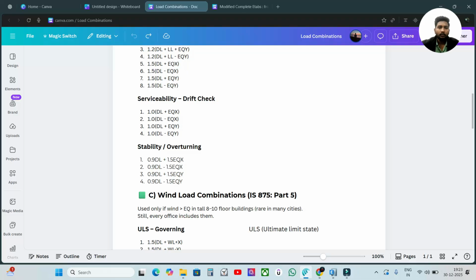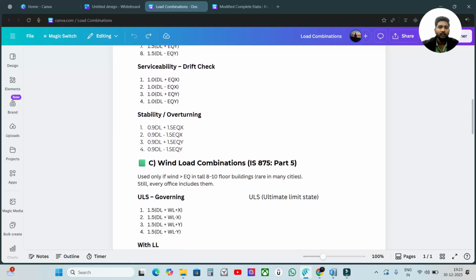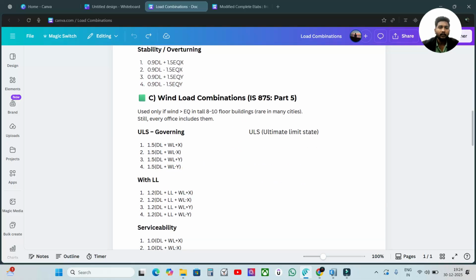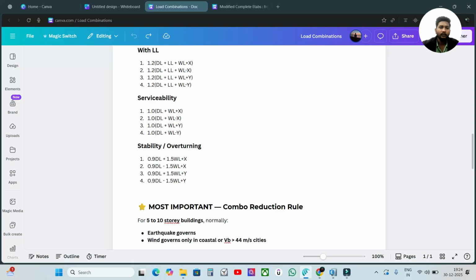But you must be having a question: as for the load combinations, you are not able to see dead load plus live load plus wind load. We are seeing this form, and dead load plus live load plus earthquake load. We are seeing this form, but both the earthquake load and the wind load are not taken in one combination, because if we make a combo, we don't apply both. So they are dealt with singly.